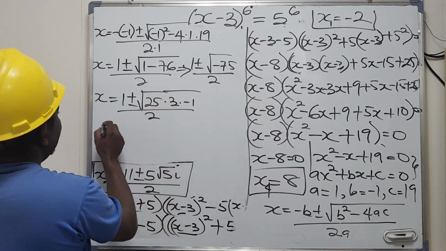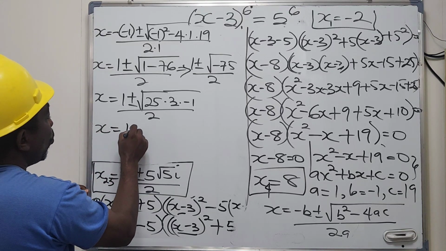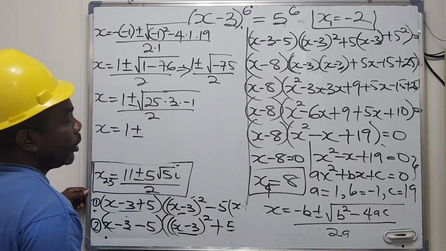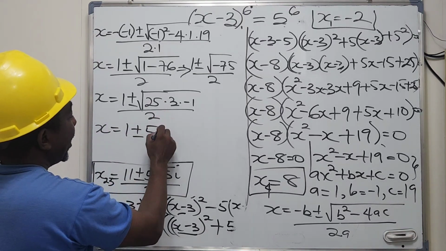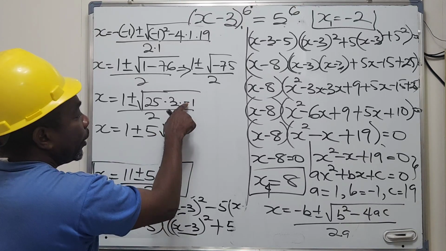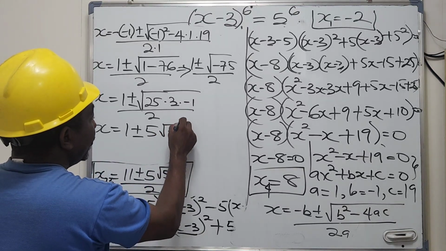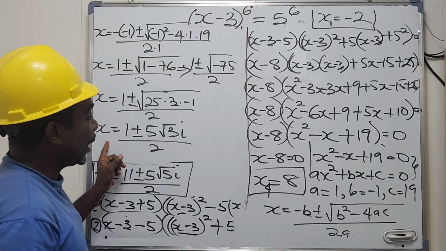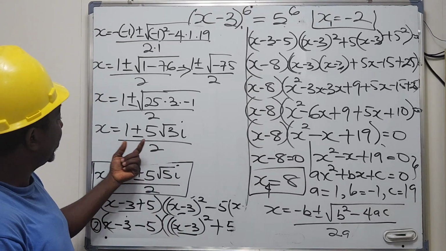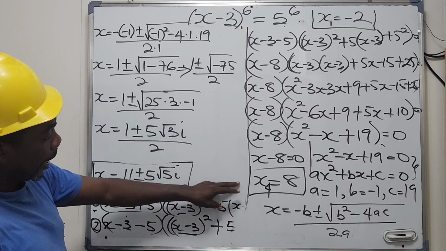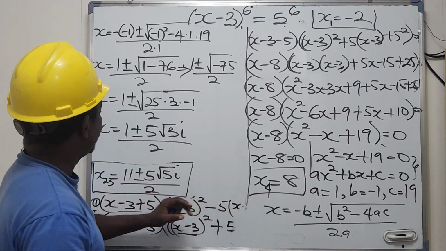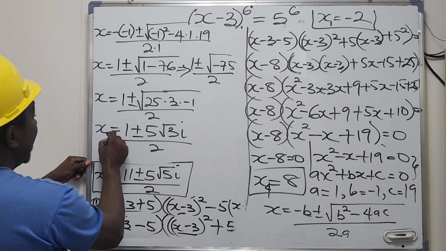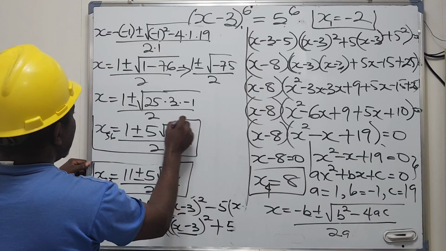This is the same thing as x equals 1 plus or minus square root of 25, which is 5. We are remaining with root 3. Square root of minus 1 is iota, which is i, all over 2. So these are the other solutions of x, which are 2 in number. The last one ended in x4, so this one will become x5 and x6. So this is the solution of x.